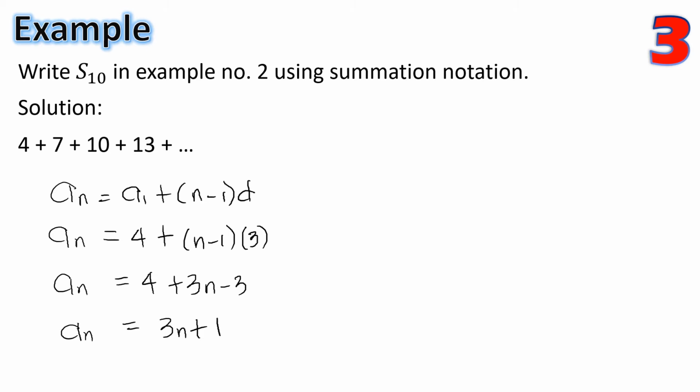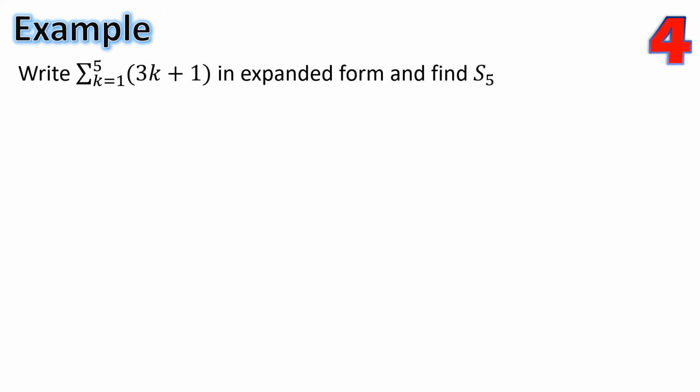So to write the series in summation notation indicating S sub 10, we have the summation of 3n plus 1 from n equals 1 until 10. Let us have another example. Write the summation of 3k plus 1 from k is equal to 1 until 5 in expanded form and find S sub 5.